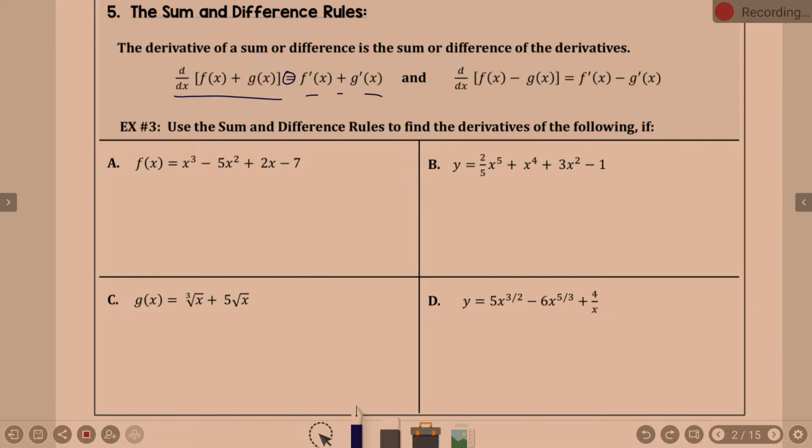Multiplying, dividing, not piece of cake. That's probably another day. I don't think we're doing product and quotient today. That's a whole other world. Sum and difference, piece of cake. Just do each individual derivative.